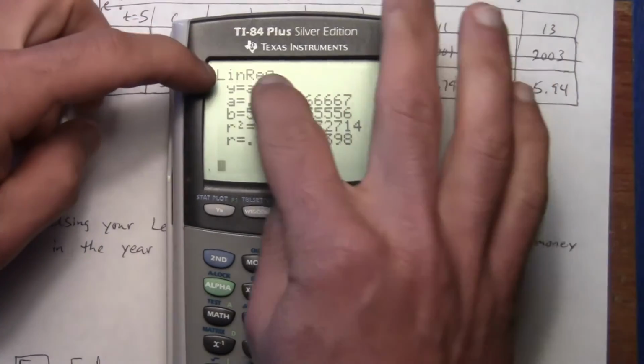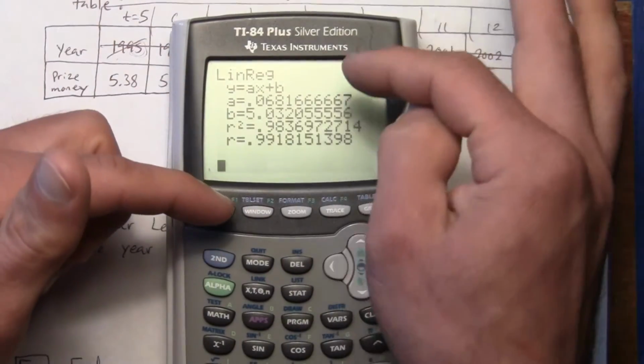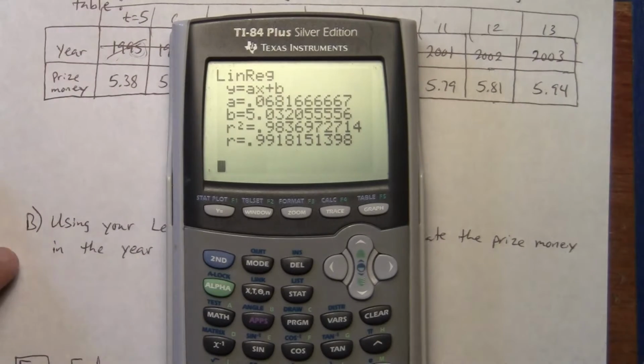If you have all that other information, go down to, I think it says calculate, and hit enter, and it should give you this same information. If it doesn't, it's something you want to come in and ask me for help. It's probably something simple that we can fix with your calculator.